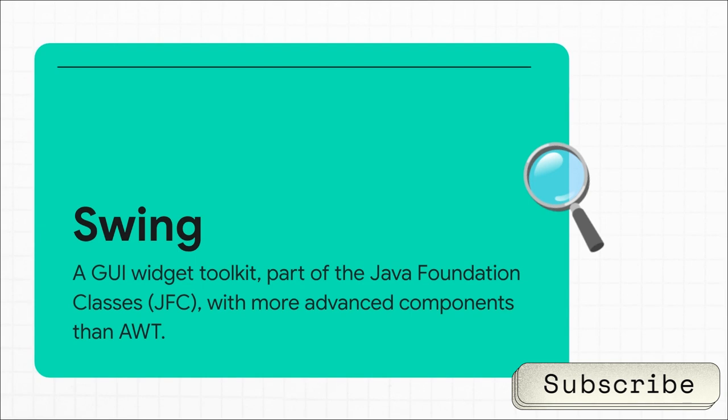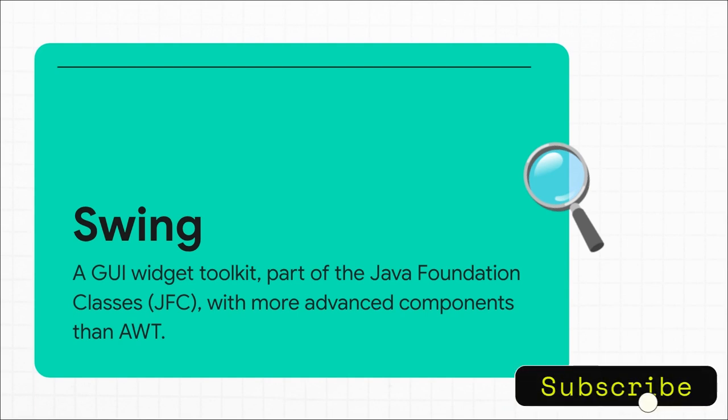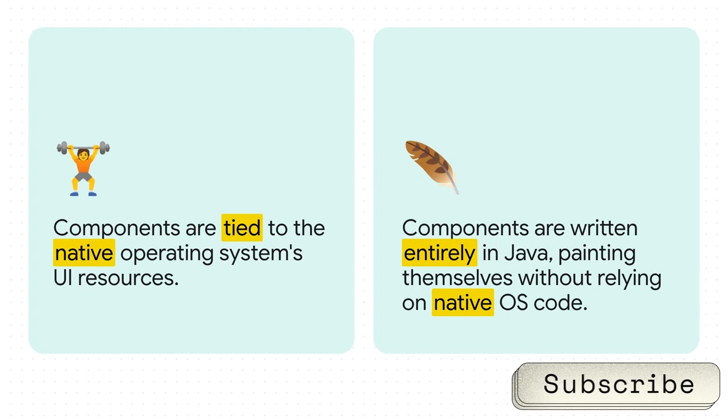Okay, so what is Swing, technically? Well, it's part of what's called the Java Foundation Classes, or JFC for short. And you gotta know, it was created to be a massive upgrade over its predecessor, the original Abstract Window Toolkit, which everyone just called AWT. And the huge, game-changing difference between the old AWT and the new Swing, it all boils down to this idea of heavyweight versus lightweight. See, AWT components were heavyweight.